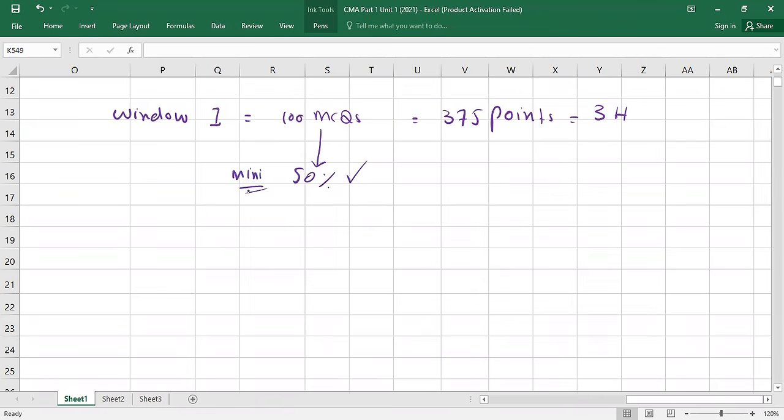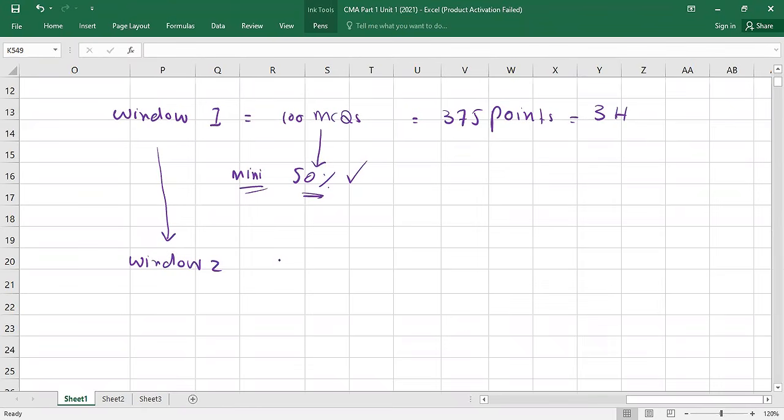If a minimum of 50% of questions are correct, then you will move to window 2. If you didn't move to window 2, it means you failed the exam. That's it, simply. If you are moving to window 2, it means at least a minimum of 50% of questions are correct. Now you will move to window 2.